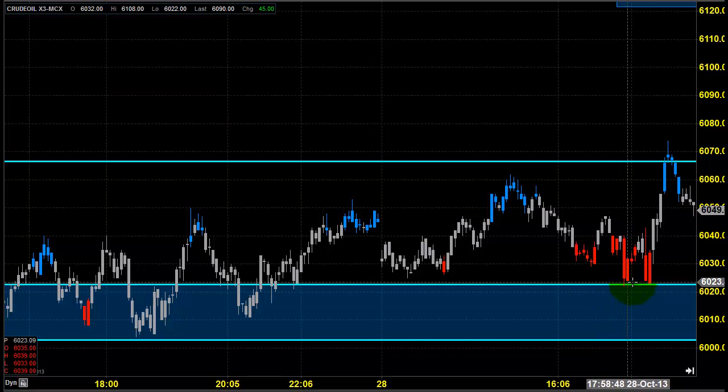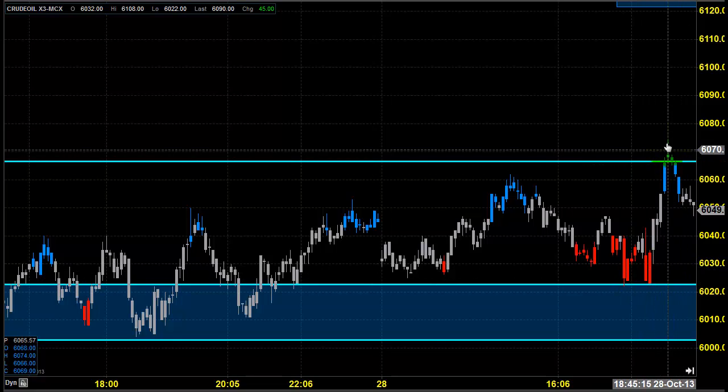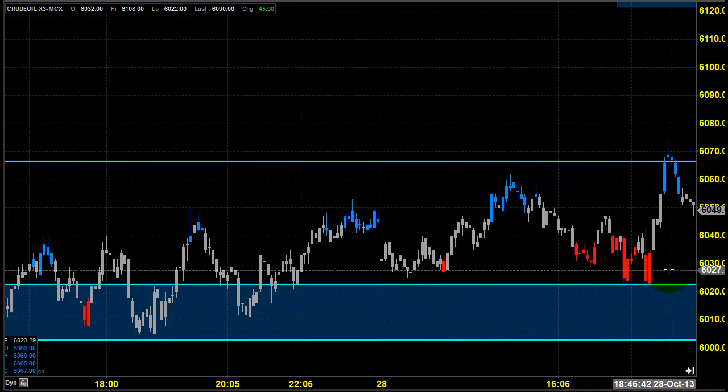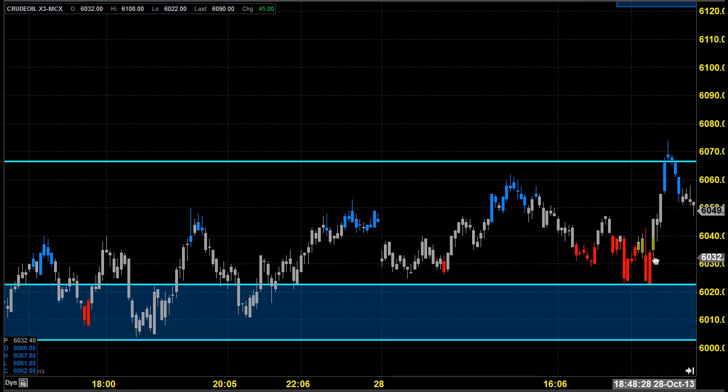Now you can see that it took a great support around 6020, and straight away it bounced back towards 6060 to hit the resistance. What it is trying to do is that it formed a platform here, so it wants to hit the resistance and move towards 6120. That was our weekly expectation also.